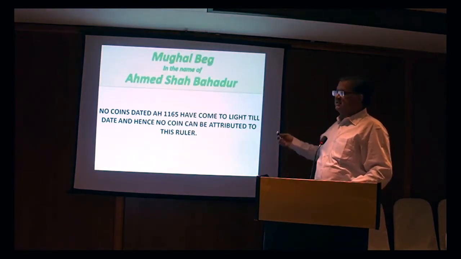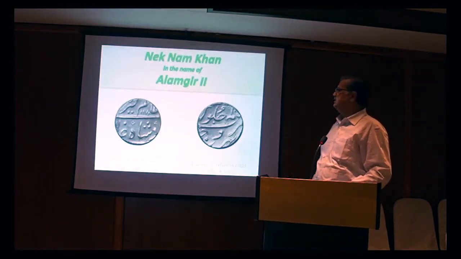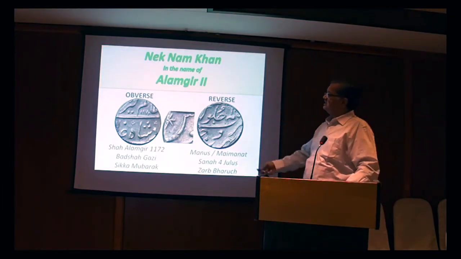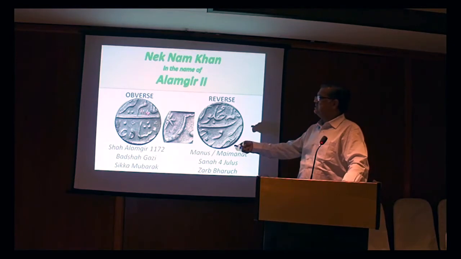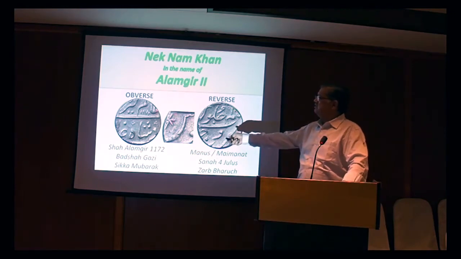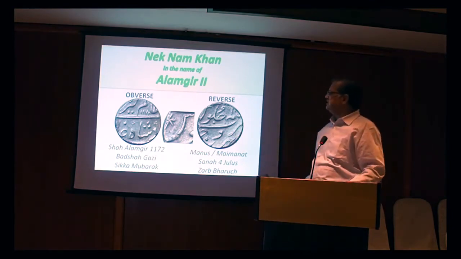Mughal Beg, as I said, ruled for a very short period, and no coins of this ruler are known as yet, because it was only 2-3 months. Nek Nam Khan in the name of Alamgir II, clearly dated 1172. Here you can see RY4, and you can see the mint mark in the scene of the Julus is like a coconut tree or something, fairly different from what you have in the earlier reign.